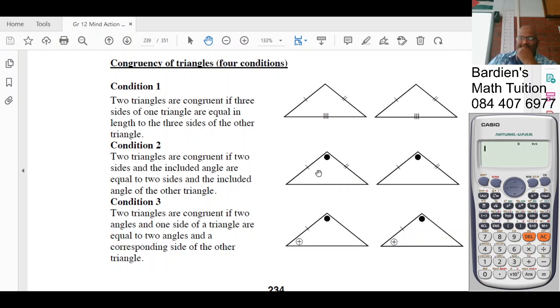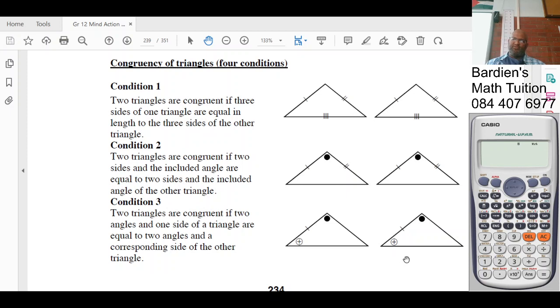Alright, and this is condition 2 here, and we spoke about that many times. Okay, this condition must be met. If you have two sides and an included angle, then you can use side angle side. Otherwise, it must be RHS if it's a side.